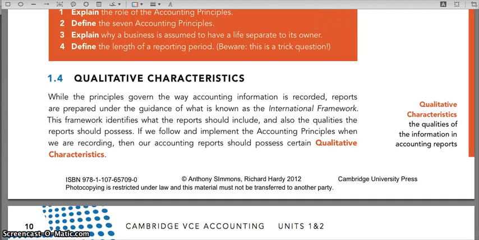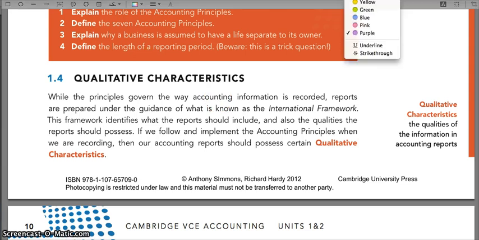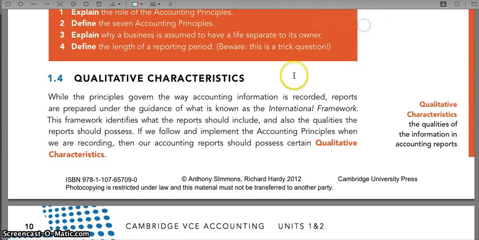Okay, so moving on to the final part of this little screencast trilogy, I guess. So the principles govern the recording of information. This is what we've talked about previously. So principles, how accounting information is recorded.